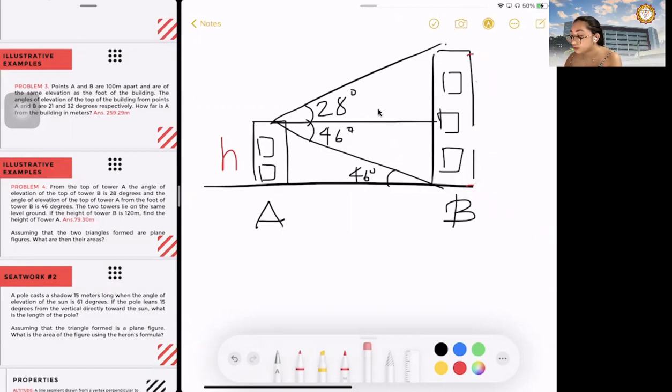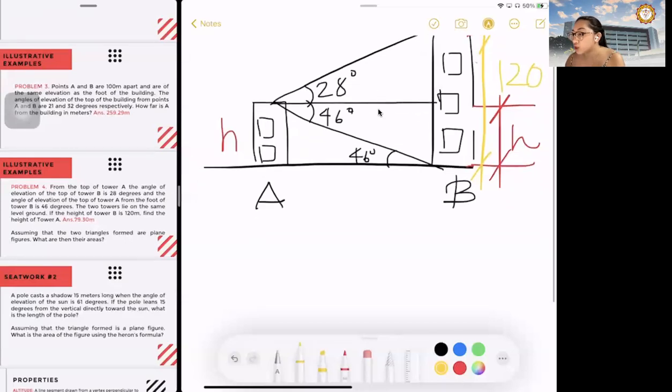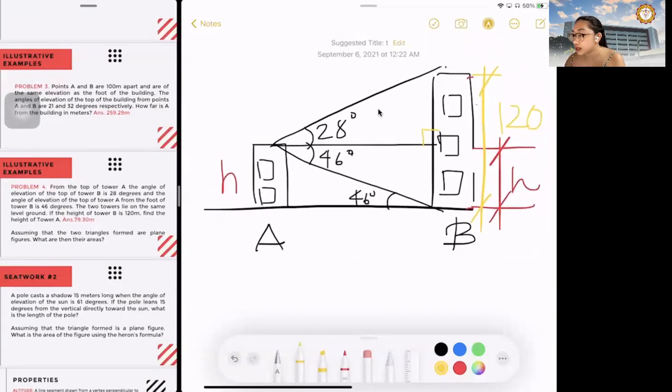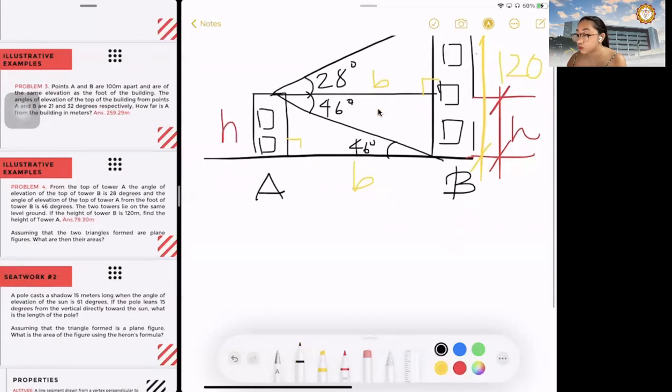Again, the height here is H, which is equal to the tower A's height, and the entire height from here to here is 120, all right? So I'm just using different colors to have a clearer version. So in that case, you are actually looking at right triangles again. So if this is our base, let's call that B, and this is also your B, right? So let's redraw the two triangles found.